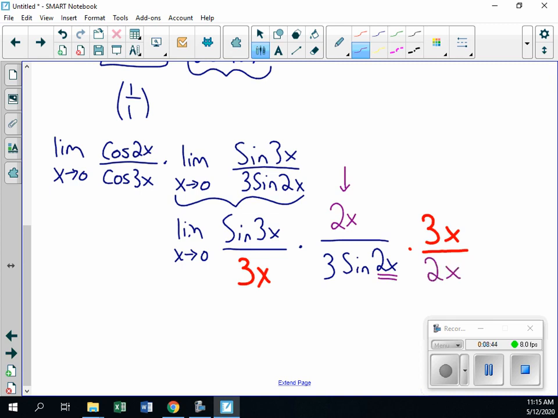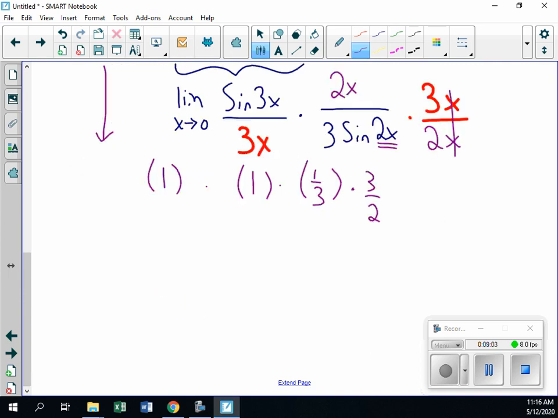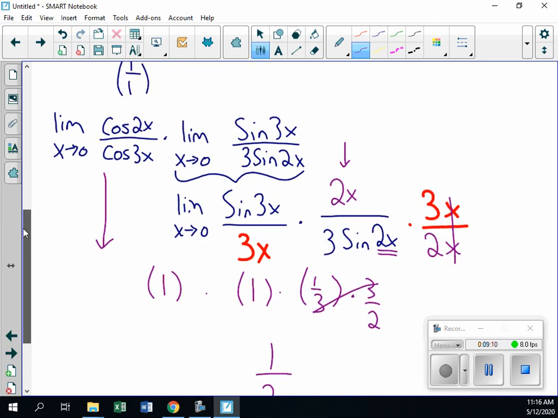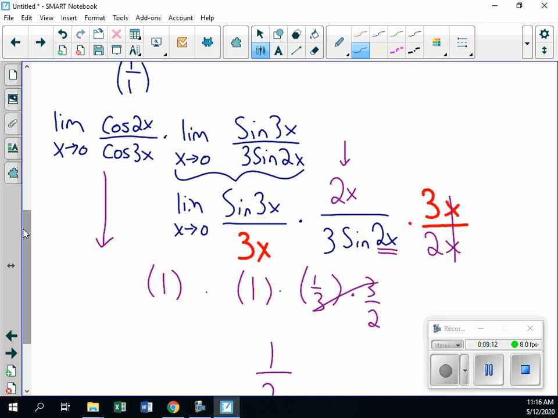Now it's balanced. Now what is the limit of this? 1. What is the limit of this? 1 over 3. What is the limit of this? 3 over 2. And then the limit of this one is 1. We multiply all of our values together, we get 1/2. So you can split them up. When you have a tan or a cosecant or a secant, you want to replace them, just like we did in our proofs in 30-1, with sine or cosine.